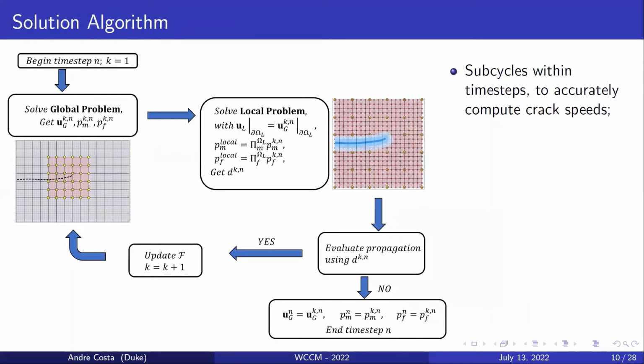Here we have a better depiction of the algorithm, showing how the iterations between the global and local solvers are performed and how we advance in time only after an equilibrium state is found. These iterations allow us to accurately compute the crack speeds and even converge in situations where unstable cracking is observed. We will now go over more detail about how we solve the global and local problems.